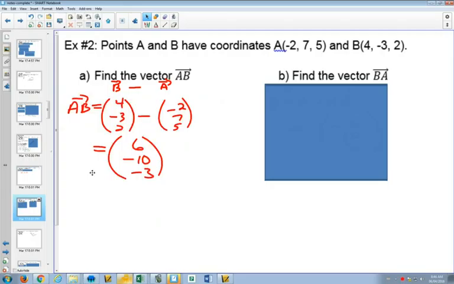So if we write vector B, and then you subtract vector A, all you have to do is subtract the corresponding coordinates, and what we've got is a vector from A to B.